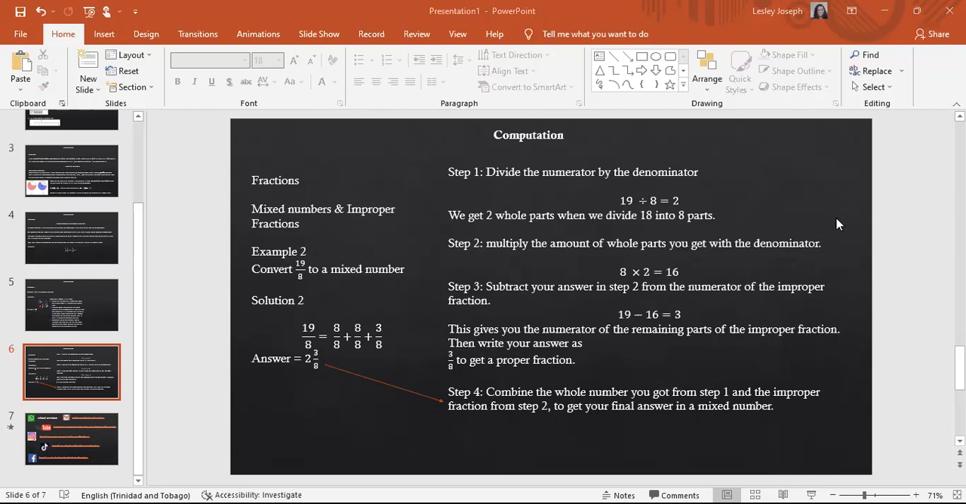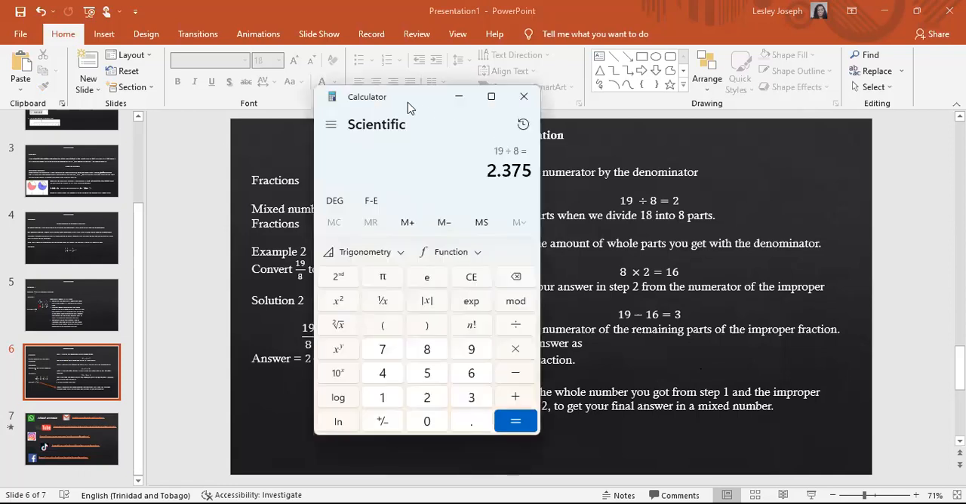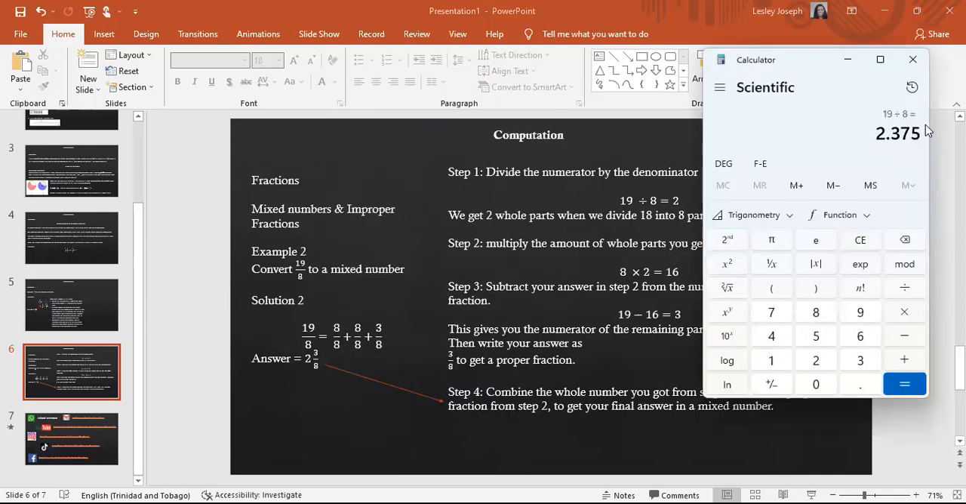The first step is to divide the numerator by the denominator. So we're going to divide 19 by 8, which will give us 2. If you notice on the calculator, when I did this, I got 2.375. For now, I want you to completely ignore the .375.